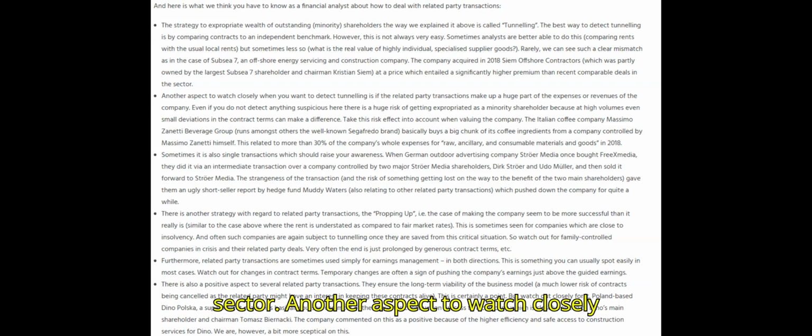Another aspect to watch closely when you want to detect tunneling is if the related party transactions make up a huge part of the expenses or revenues of the company. Even if you do not detect anything suspicious here, there is a huge risk of getting expropriated as a minority shareholder, because at high volumes even small deviations in the contract terms can make a difference. Take this risk effect into account when valuing the company.